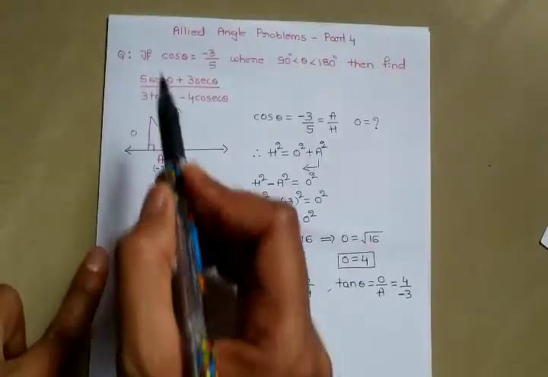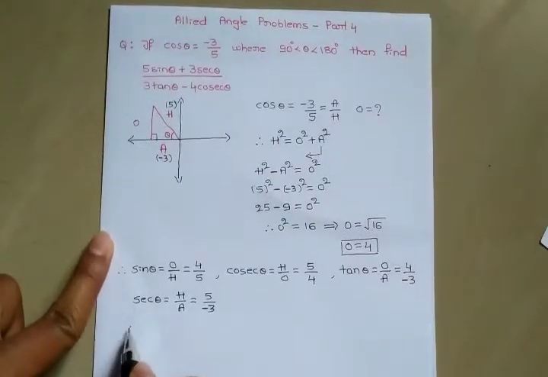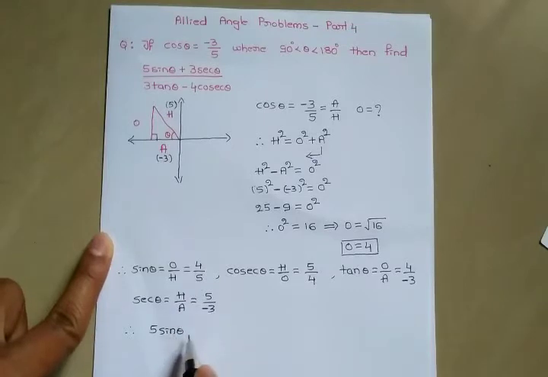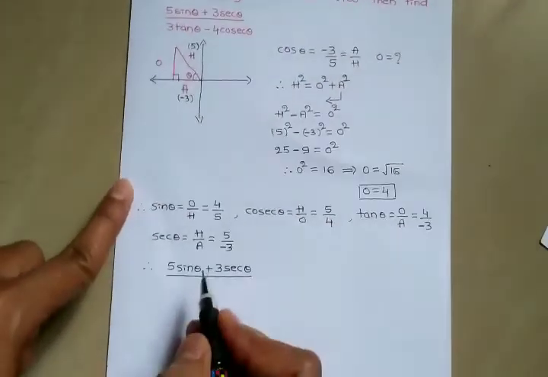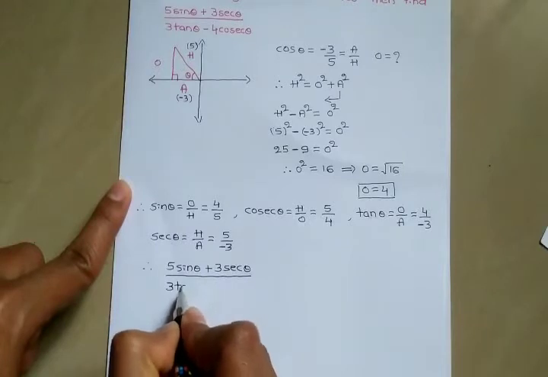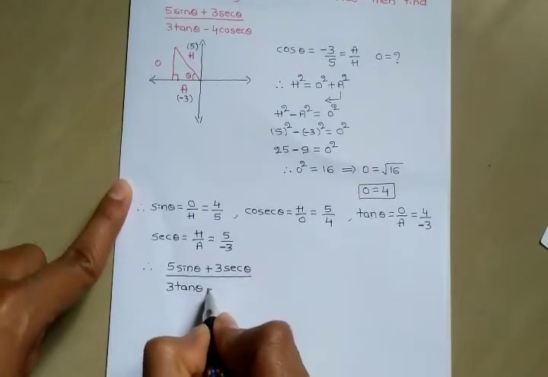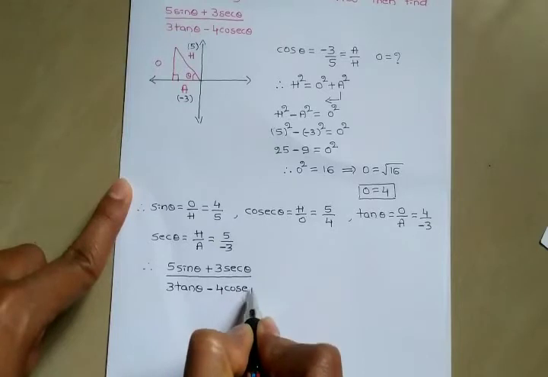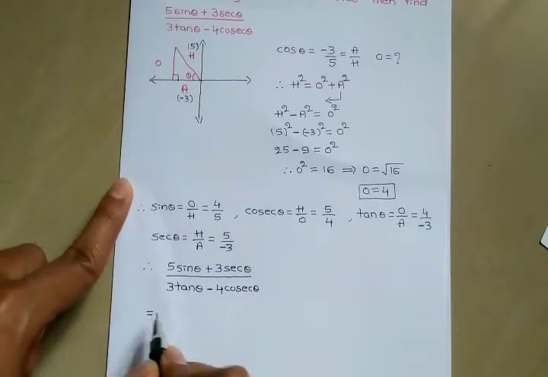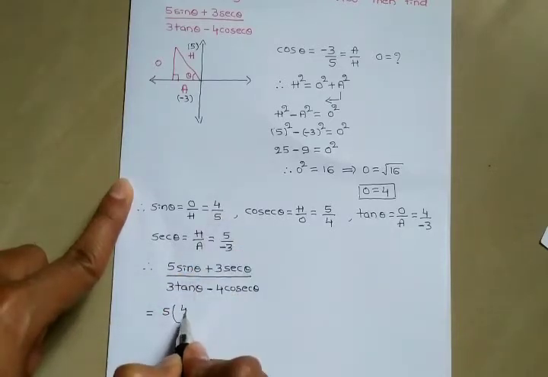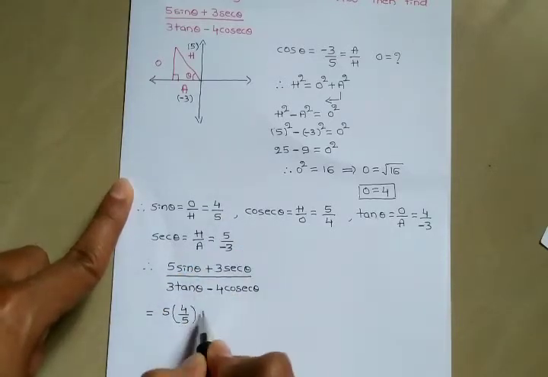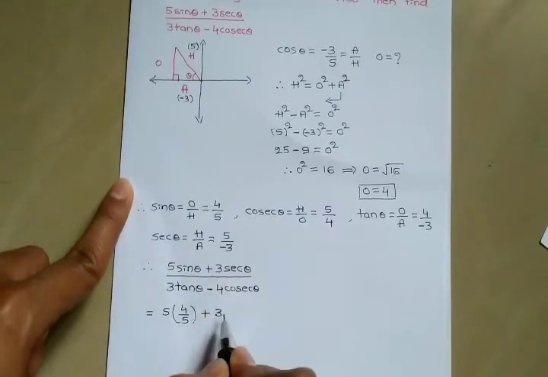Now we need to find this value. So I am going to write that. Therefore, 5 sine theta plus 3 sec theta, divided by 3 tan theta minus 4 cosec theta. Now substitute the values. I am going to keep it as it is, a sine value 4 by 5. 4 divided by what here? 5 plus 3.